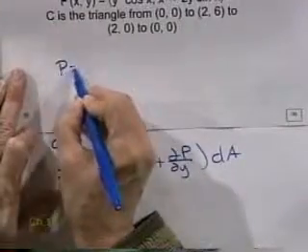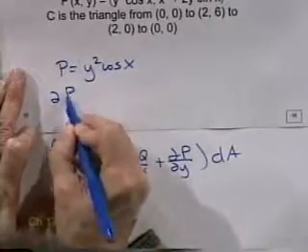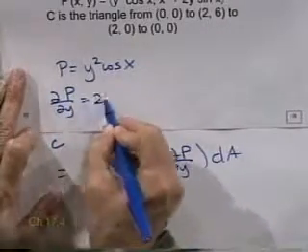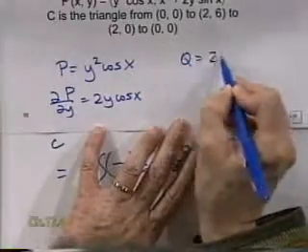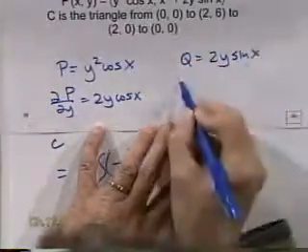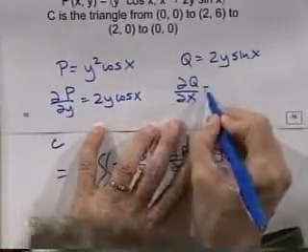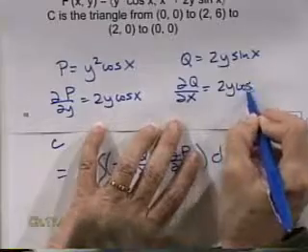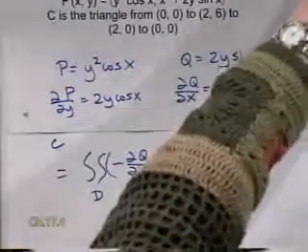So let's see. My P here is y squared cosine x. So what's the partial of P with respect to y? 2y cosine x. And my Q is 2y sine x. So my partial of Q with respect to x is just 2y cosine x. Okay.